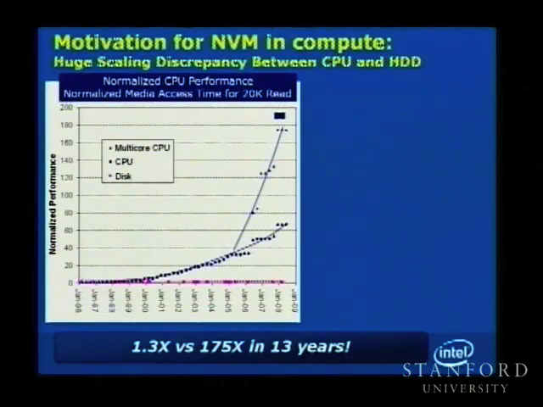So you can see the growing disparity, and as you get to multi-core processors, it gets even worse. The reason for that is because you're having multiple processing going on, each making demands of that I/O subsystem, and so you have all this traffic in there. And so this has been a growing gap.